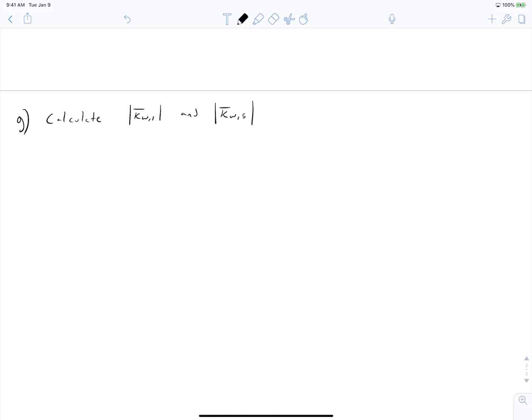I'm now asking you to calculate the fundamental winding factor, that is Kw when V equals 1, and the fifth harmonic winding factor, that is Kw when V equals 5. Please go ahead and try this on your own, and then when you're ready, press the play button and you can watch me attempt to do this.